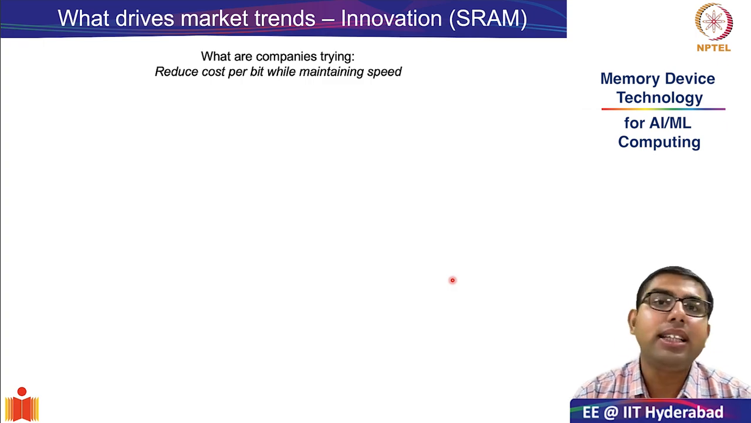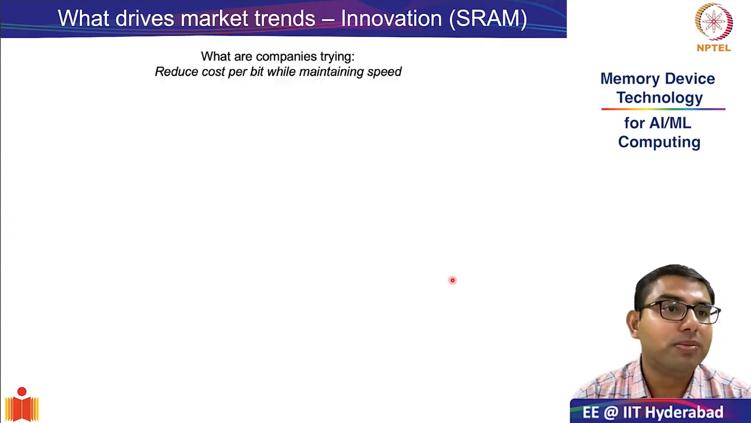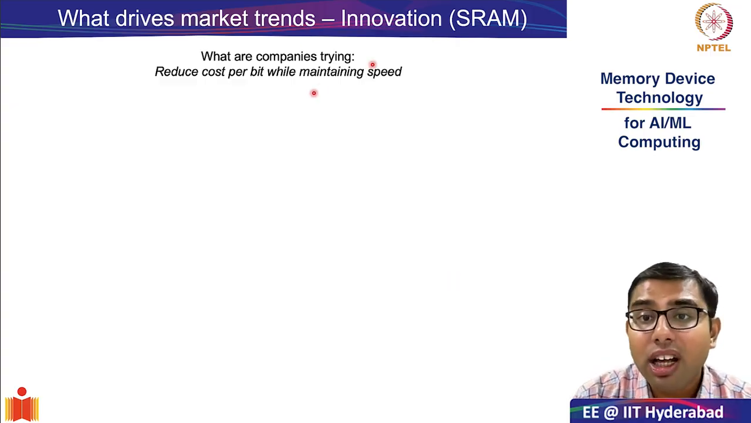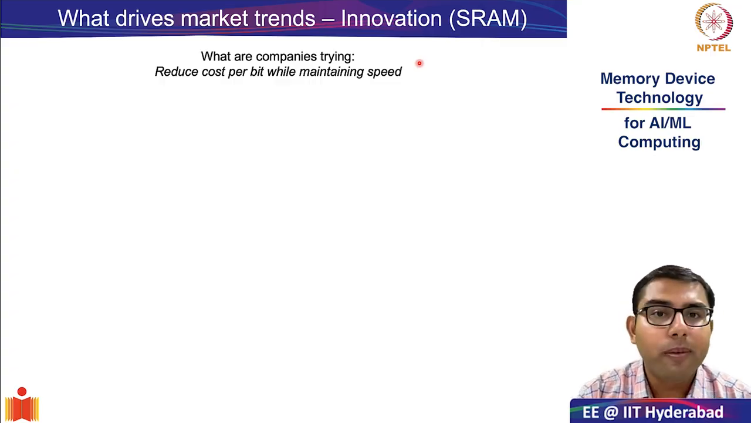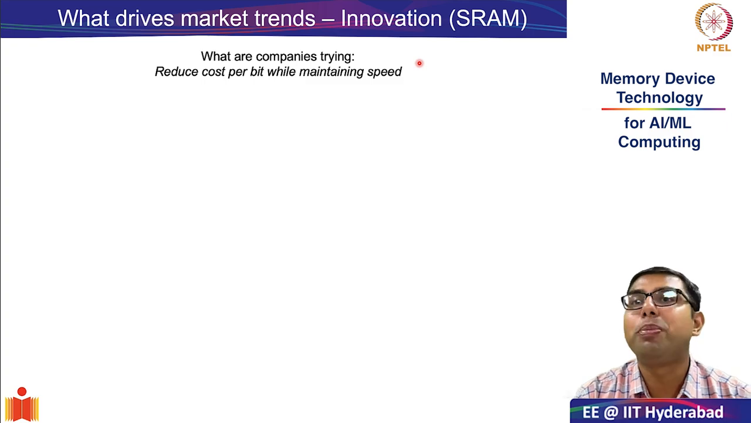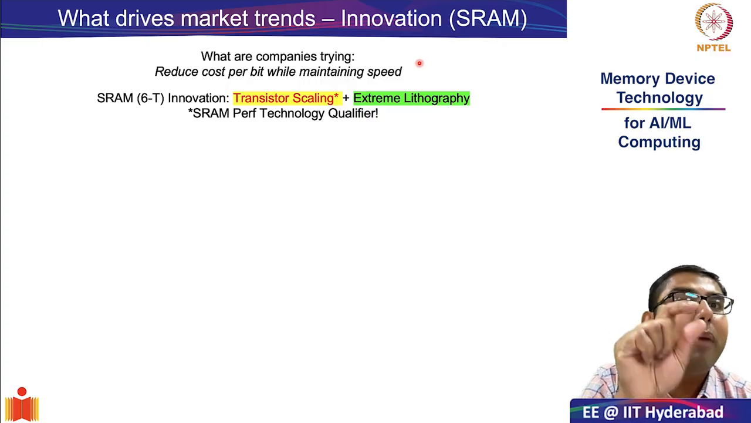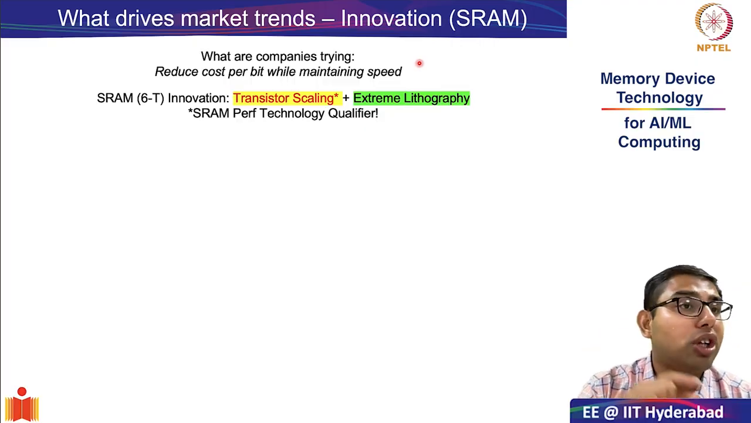The basic strategy that companies are trying to employ is they are trying to reduce the cost per bit while maintaining speed. This term, while maintaining speed, becomes very, very important. Why is this the case? Let us try to understand why this caveat is very important. A simple way to reduce cost per bit would be essentially to reduce the memory footprint. However, just reducing the memory footprint is not enough.